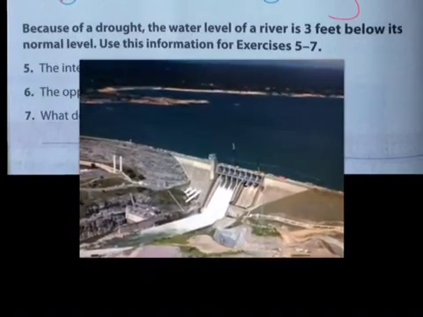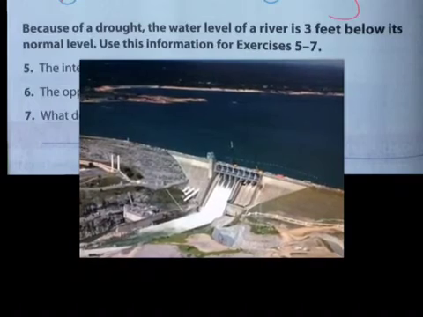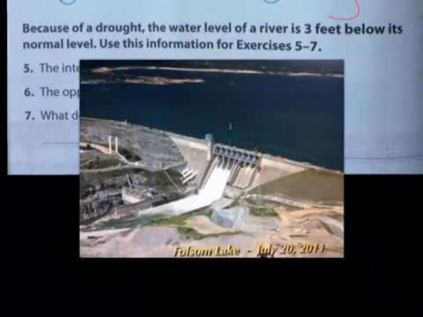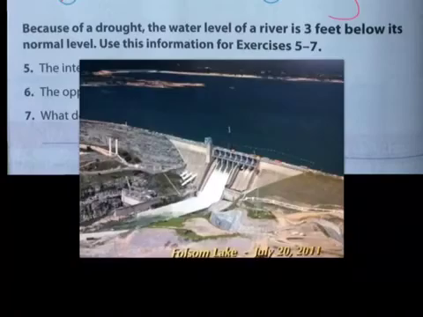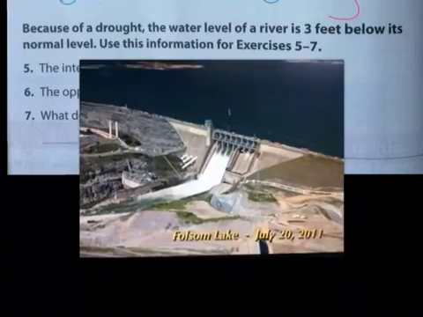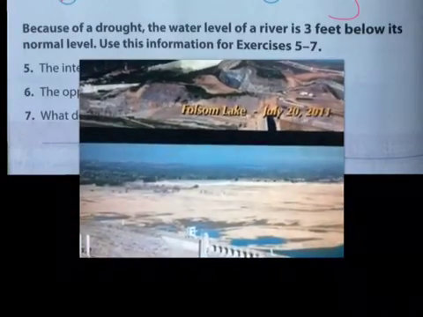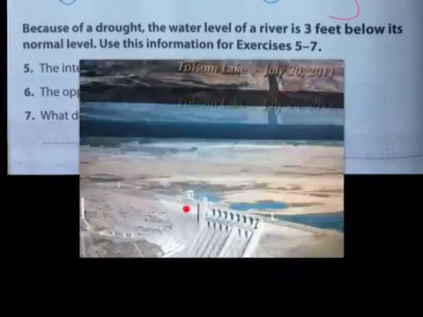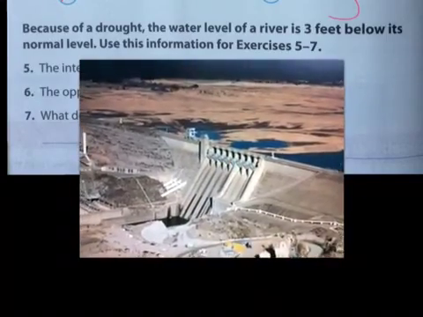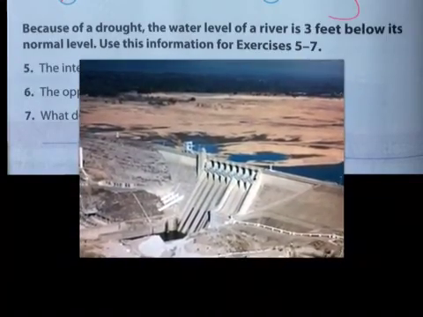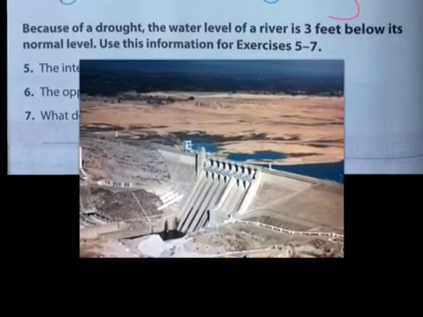We also have dams, and these dams are normally for electricity. So we need this water to generate electricity as it goes through here. But with the drought, the water disappears, so there's no water coming down to generate electricity. So that's another harm a drought can cause.